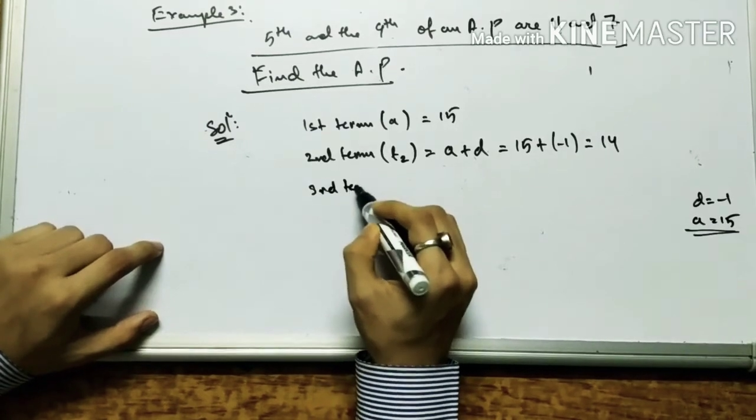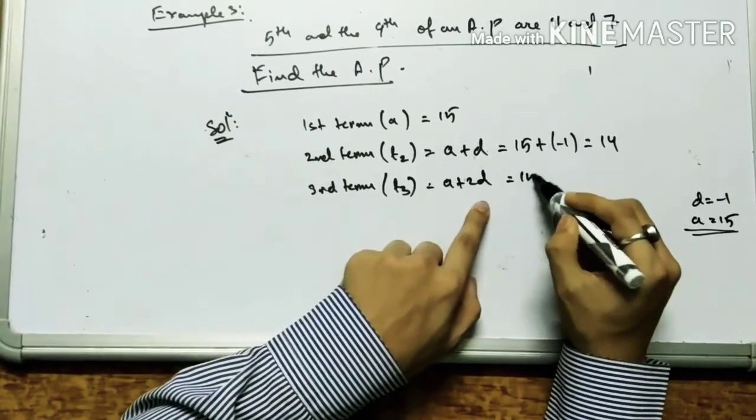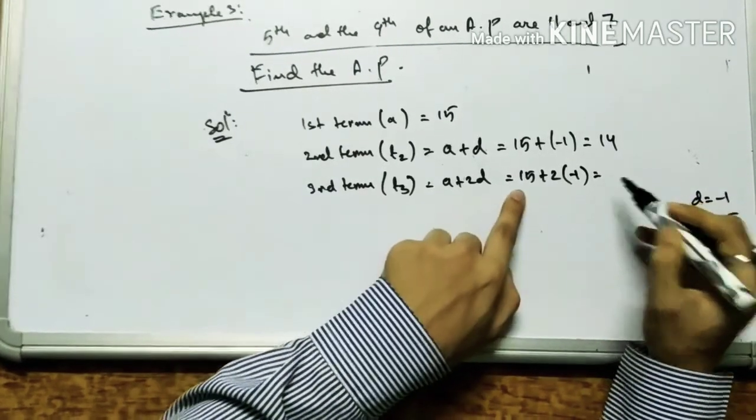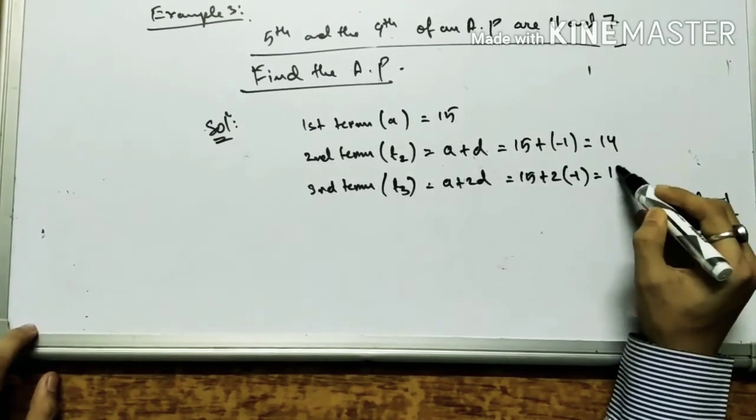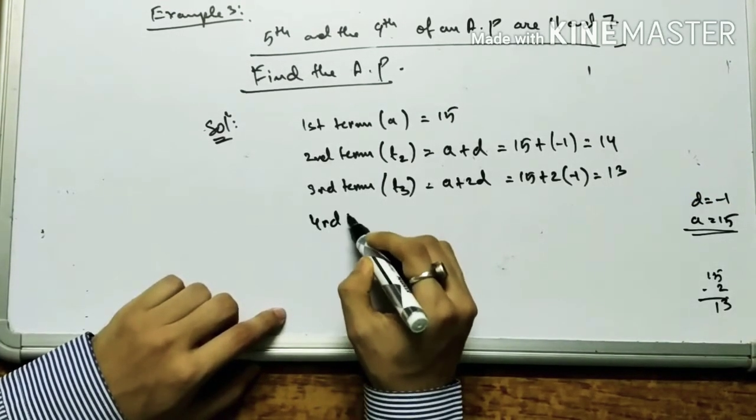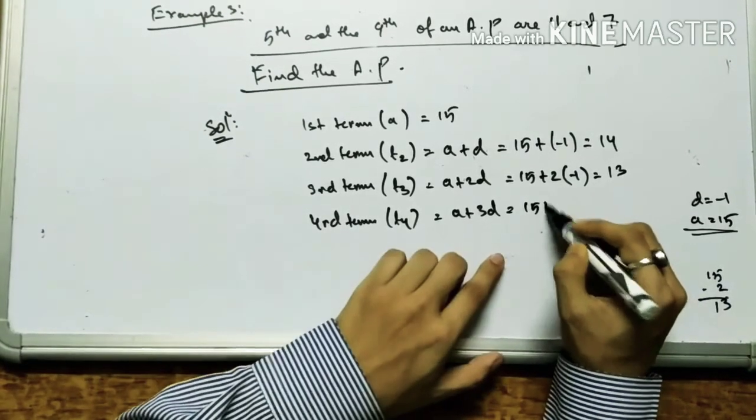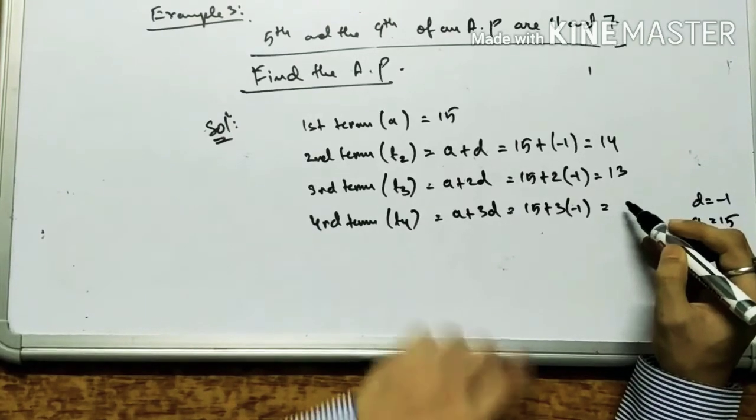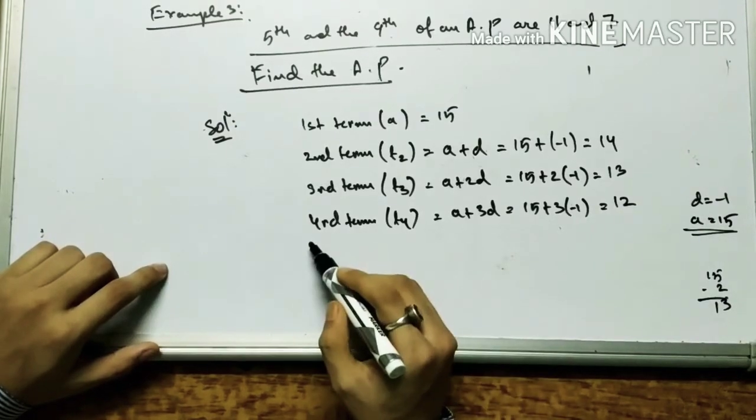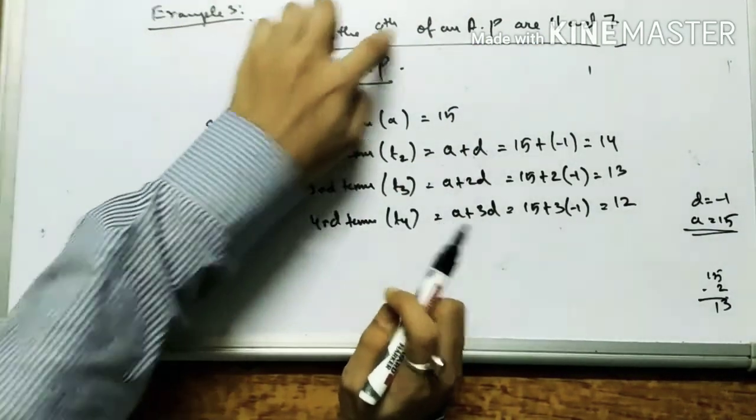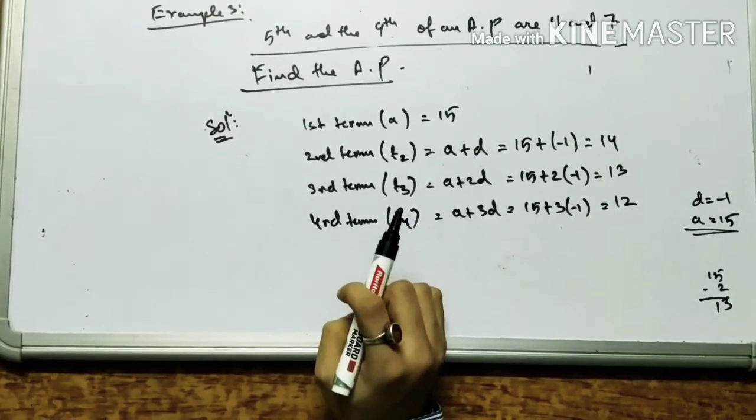And again, the third term. Like that we can calculate and go on. T3 will be a plus 2d, where the a value is 15, plus 2 into minus 1. So 15 minus 2, I will get 13. Fourth term, T4 is equal to a plus 3d, which is 15 plus 3 into minus 1. So 15 minus 3, I will get 12. The fifth term is already given as 11, and the ninth term is already given as 7.